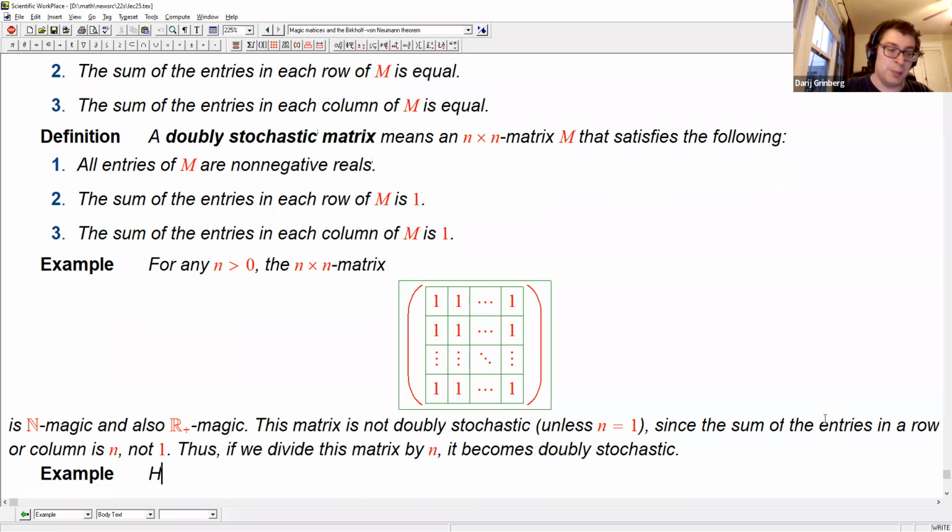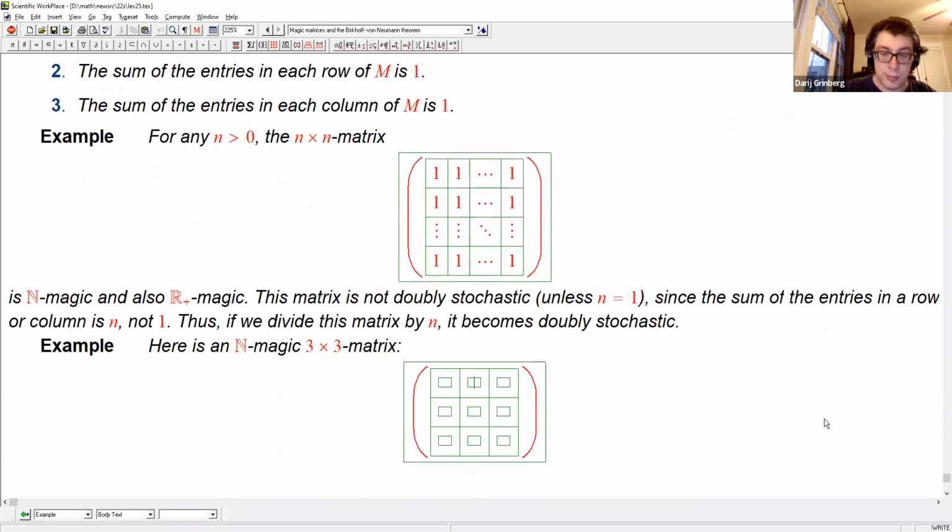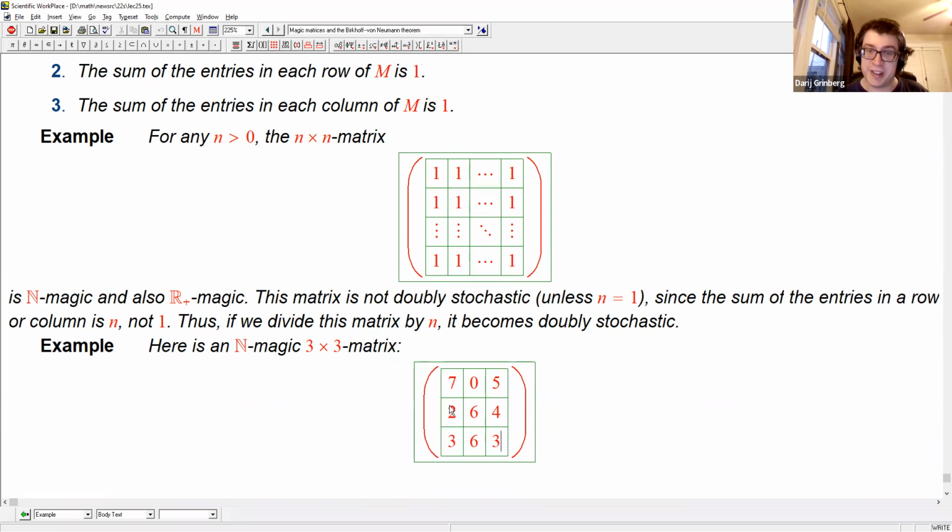Here is a less simple example. Here is an N-magic 3 by 3 matrix. You can check that by summing every row. This gives 12, this gives 12, this gives 12. Alternatively, sum every column. This is 12, this is 12, this is 12. All the sums are equal, so the matrix is magic.